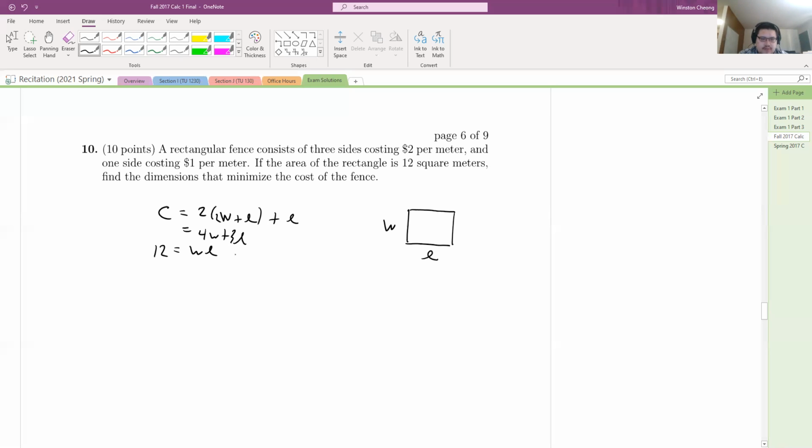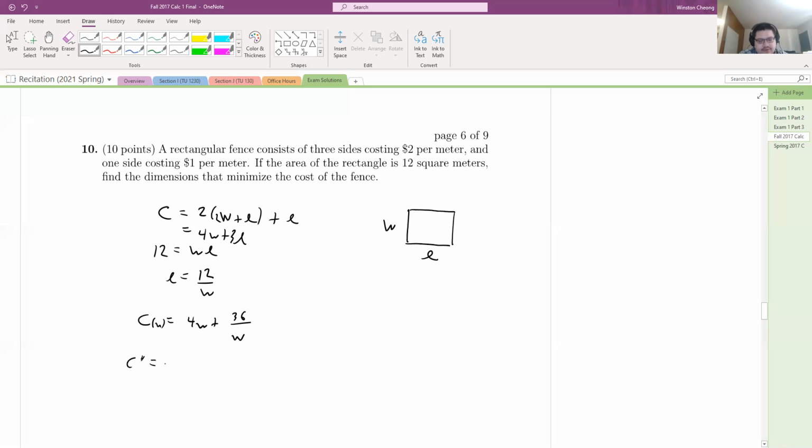It doesn't look like it matters which thing I replace, so let's say that I substitute out the L. So L is 12 over W. Then C is going to be 4W plus 36 over W. Okay, and this is the function that we want to optimize. View cost as a function of W.